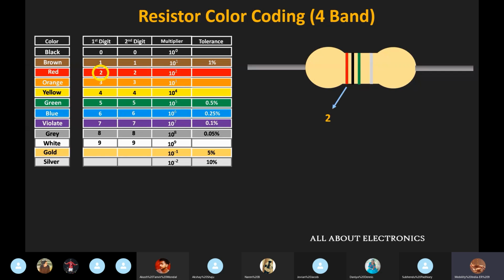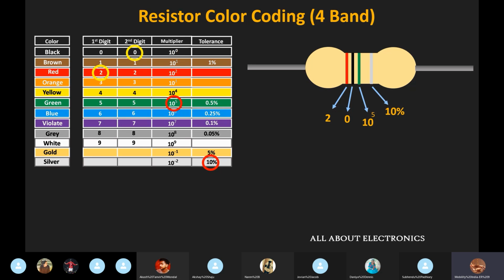So this red color band represents the value of 2, while this black color band represents the value of 0. Similarly over here, the third color band is of green color, so it represents the multiplying factor of 10 to the power 5, and the fourth band or the tolerance band over here is of silver color, so it represents the tolerance value of 10%.